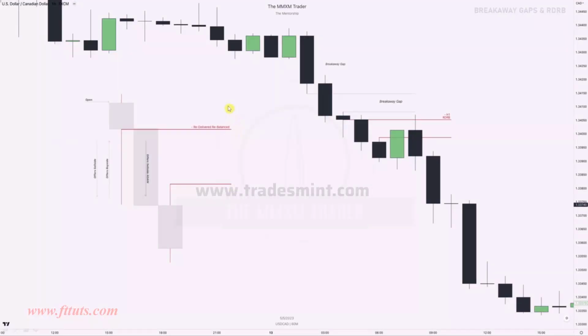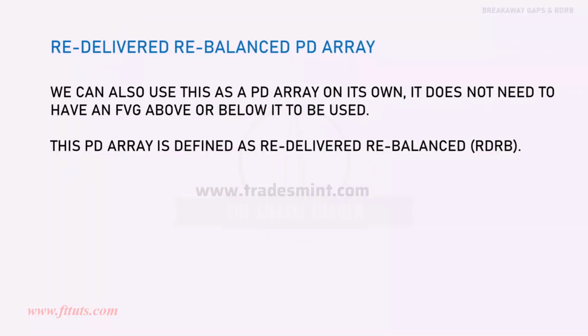Really study this depiction over here, this little schematic: down, up, and down. And for bullish, up, down, and up. We can see it over here. We can also use this as a PD array on its own, so it doesn't need to have a fair value gap above or below it to be used. This PD array is defined as a redelivered, rebalanced, so we use RD, RB on our charts.